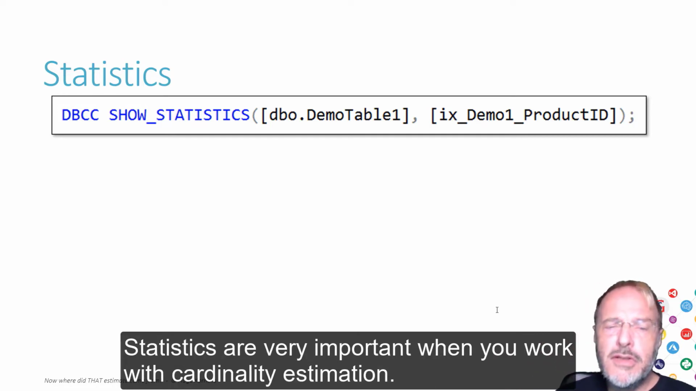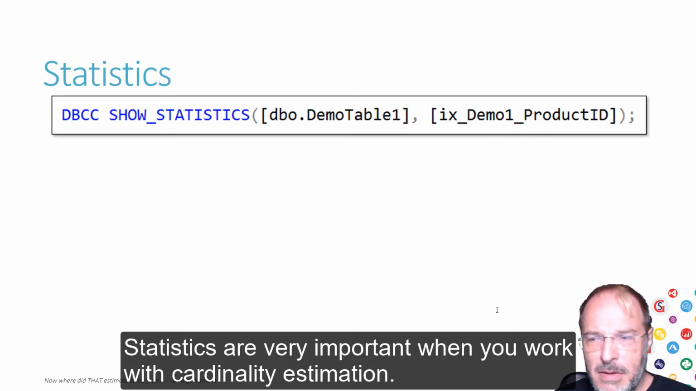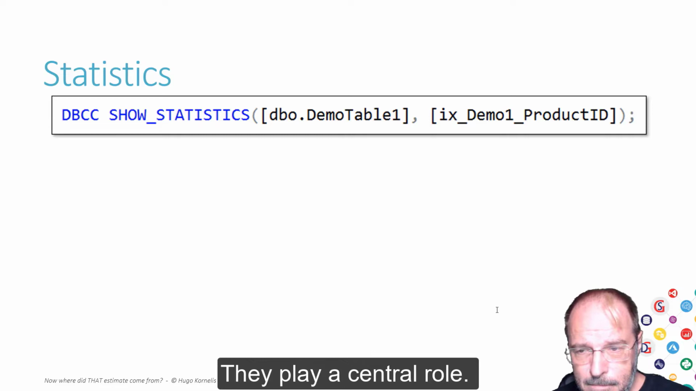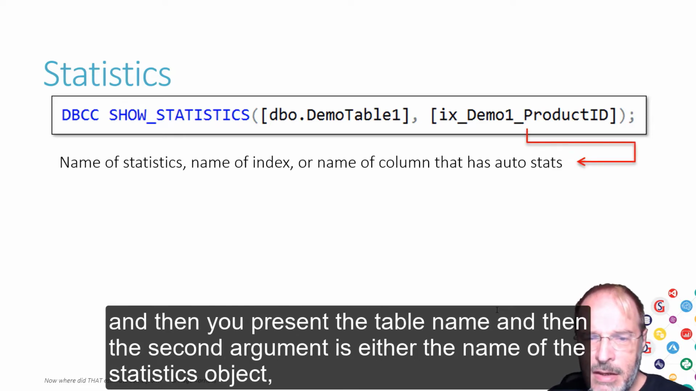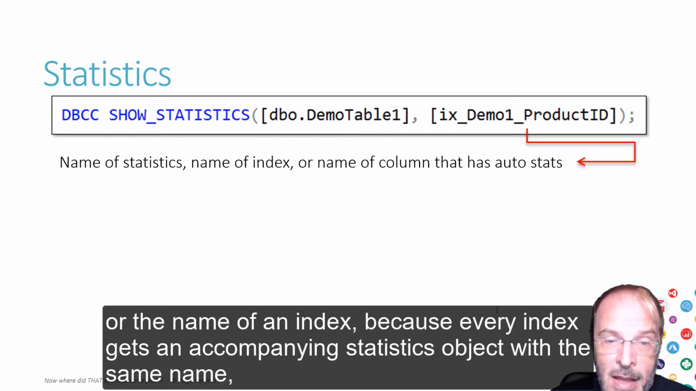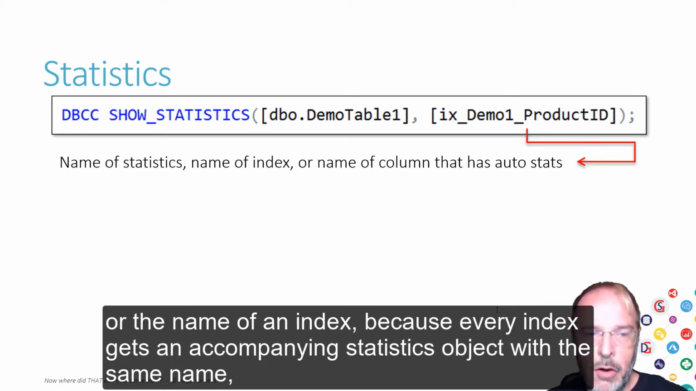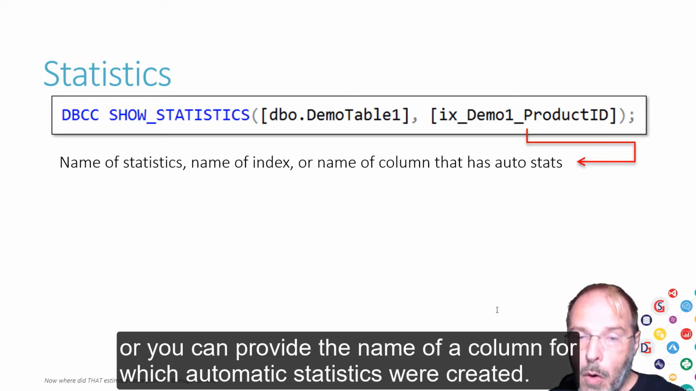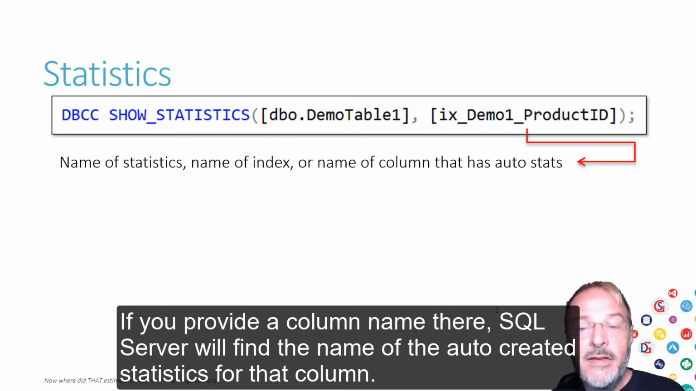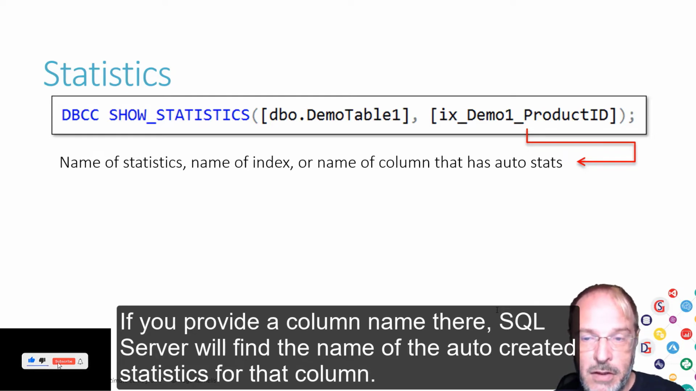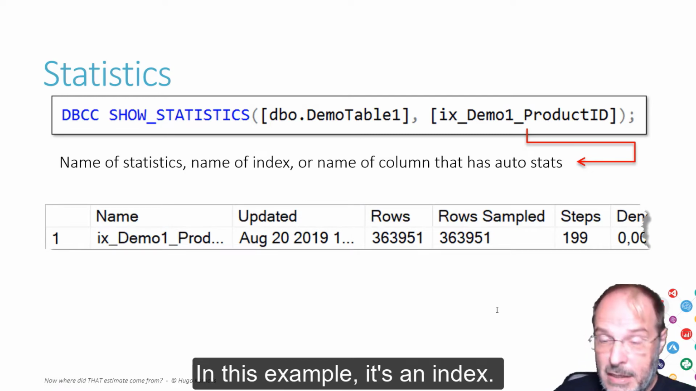Statistics are very important when you work with cardinality estimation. They play a central role. So if you want to get more insight in statistics, you can use the statement DBCC SHOW_STATISTICS, and then you present the table name, and then the second argument is either the name of the statistics object or the name of an index, because every index gets an accompanying statistics object with the same name. Or you can provide the name of a column for which automatic statistics were created. The name of the automatic statistics does not match the column name, but you don't have to worry about that name. If you provide a column name there, SQL Server will find the name of the auto-created statistics for that column. In this example, it's an index.